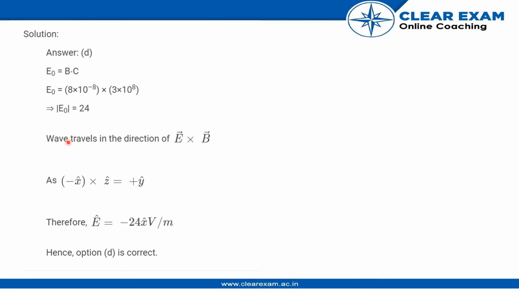Now we know that any wave travels in the direction of E vector cross B vector, since it was given to us to be an electromagnetic wave. So the electromagnetic wave, let's assume this is Y, this is X, and this is Z. Now the electromagnetic wave travels in the direction of E vector cross B vector. This is E vector, this is B vector, and this is in the direction outwards of the plane of E vector and B vector.